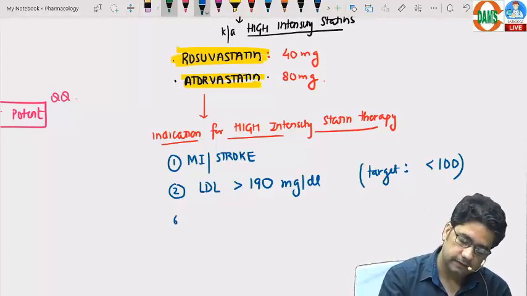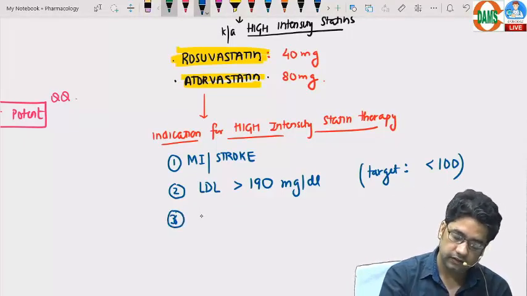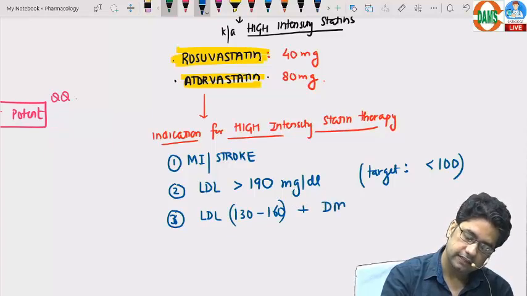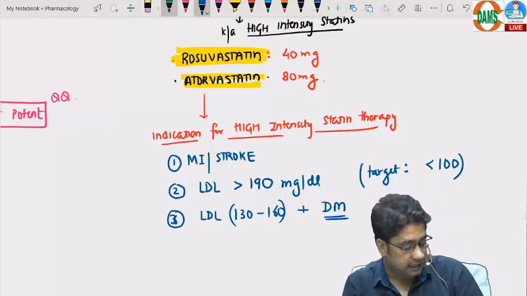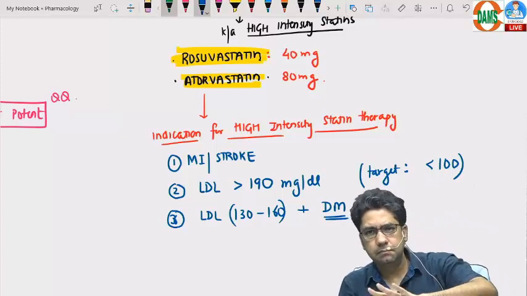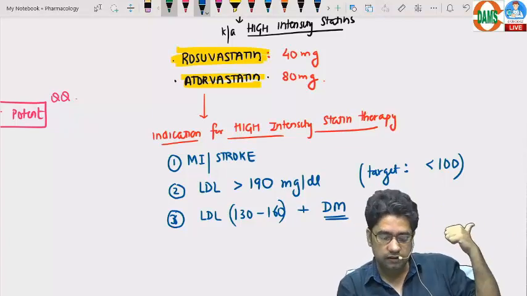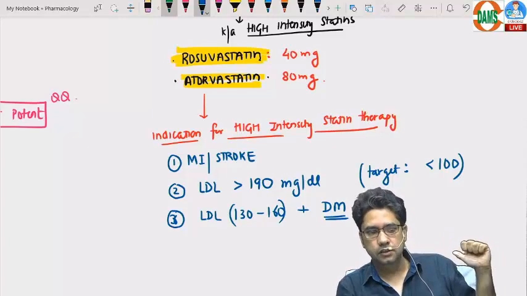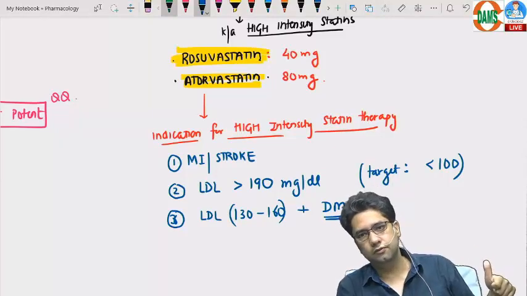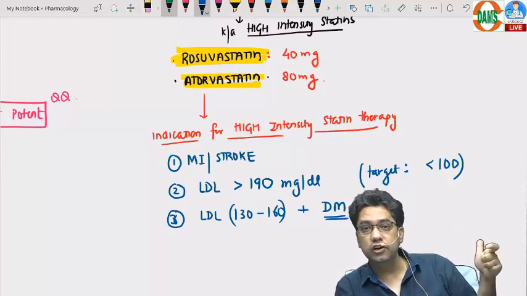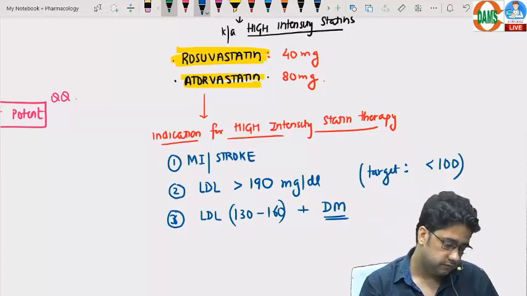And lastly, you will write, if the patient is having LDL 130 to 160, but the patient is also having डायबिटीज मेलाइटस, पेशेंट को साथ में डायबिटीज है, एलडीएल कम है, बट साथ में डायबिटीज और हो गई है, डायबिटीज इज एन इंडिपेंडेंट रिस्क फैक्टर फॉर एथेरोस्क्लेरोसिस, यू विल गिव हाई इंटेंसिटी स्टेटिन थेरेपी. So this is a question of medicine also, pharma also. In which patient you will give the maximum, this high dose of statin, Rosuva 40, Atorva 80 in this case. Got it? Very good.